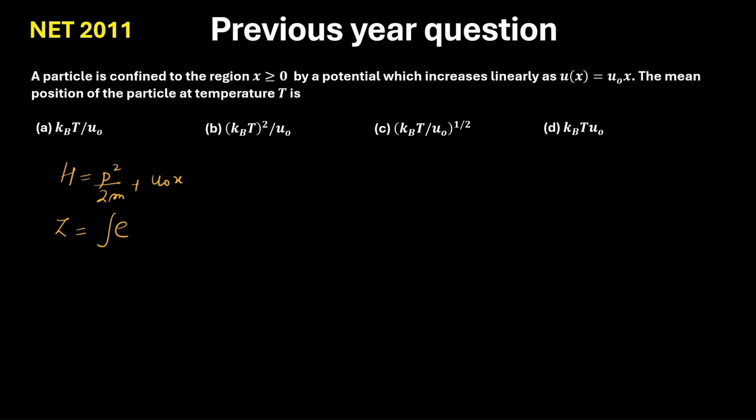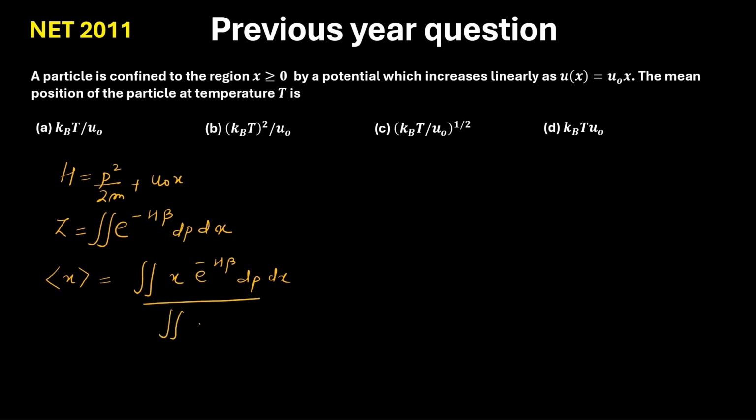integration of e to the power minus Hamiltonian beta. So it will be double integral, one for p and one for x. So we have to find a mean position. So mean position will be equal to double integral of x e to the power minus Hamiltonian into beta dp dx divided by the partition function.